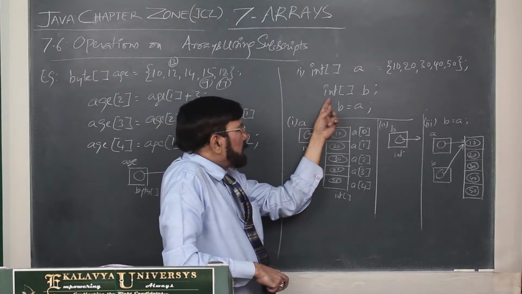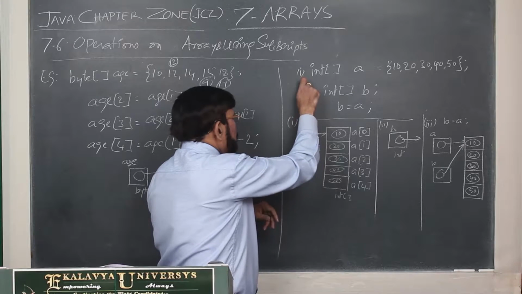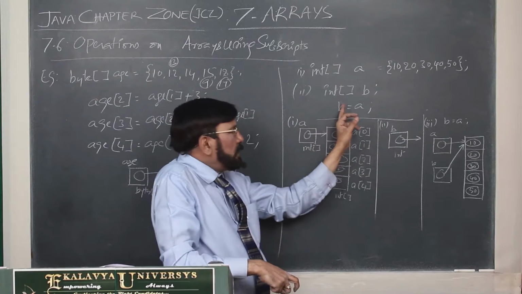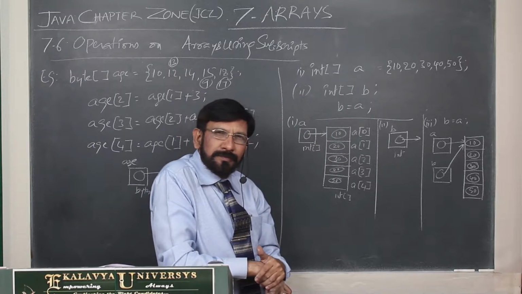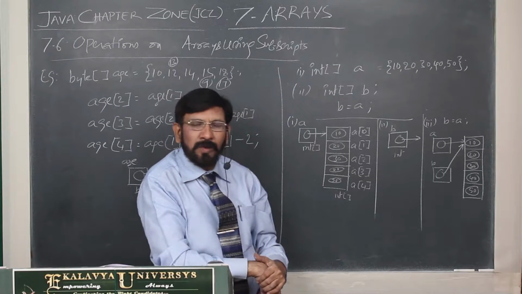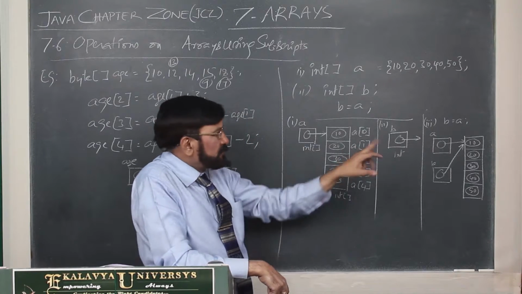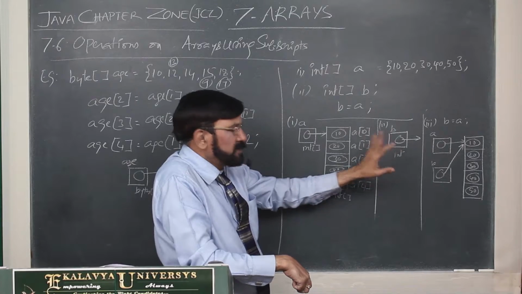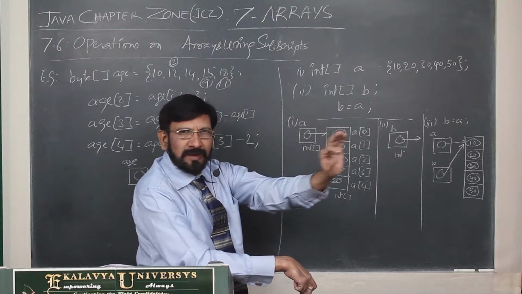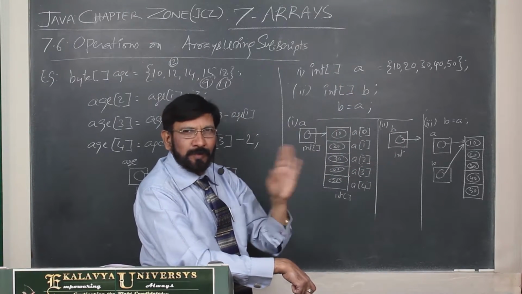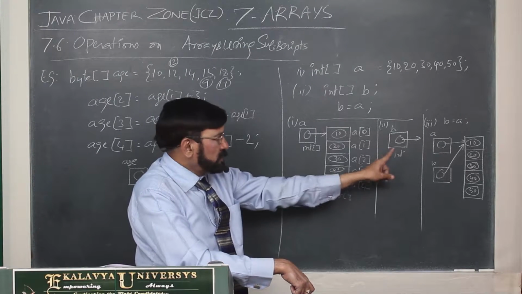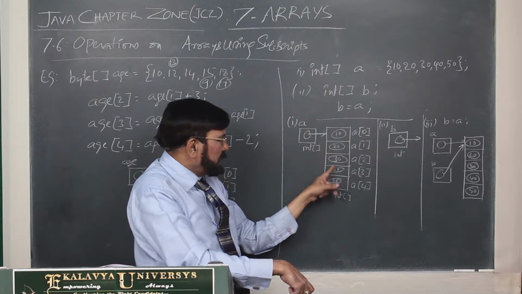Next one, this is the second one. Now what do you declare? Int array B: what are you declaring? You are declaring just an array reference in the name of B. This is an array reference. This is like a string. You don't have the kite, only the string.